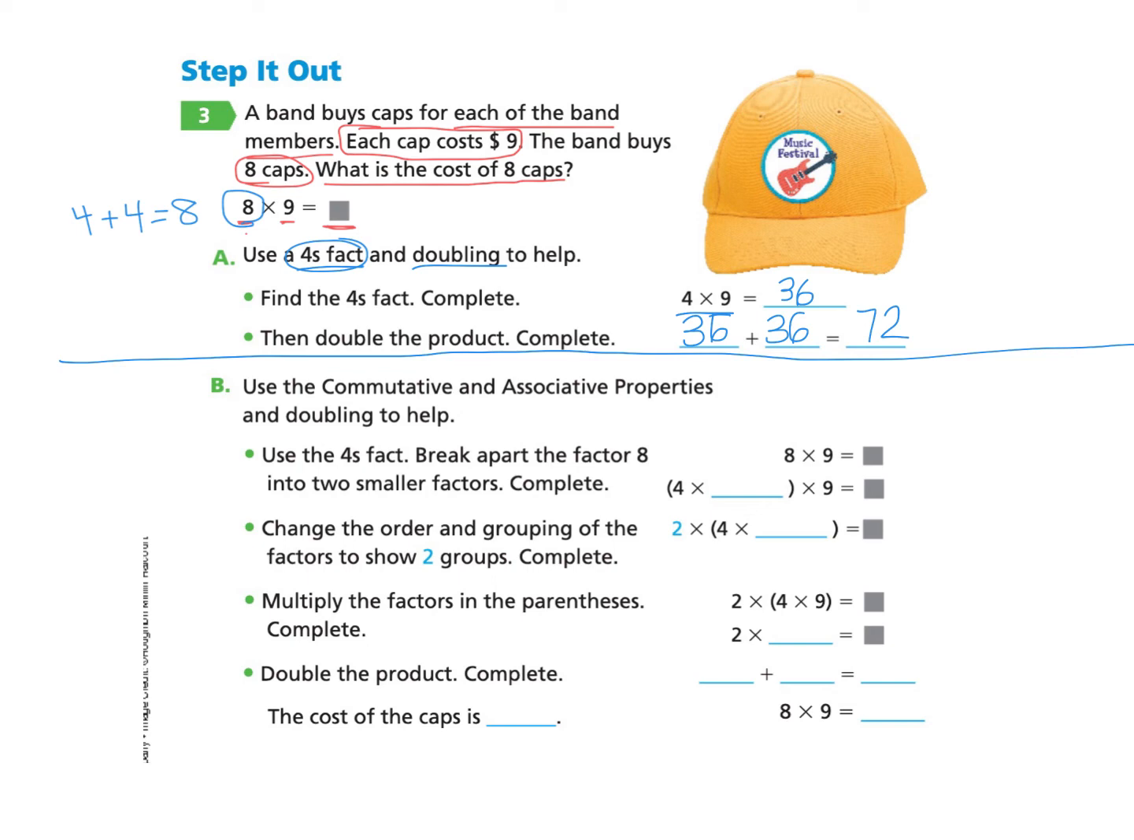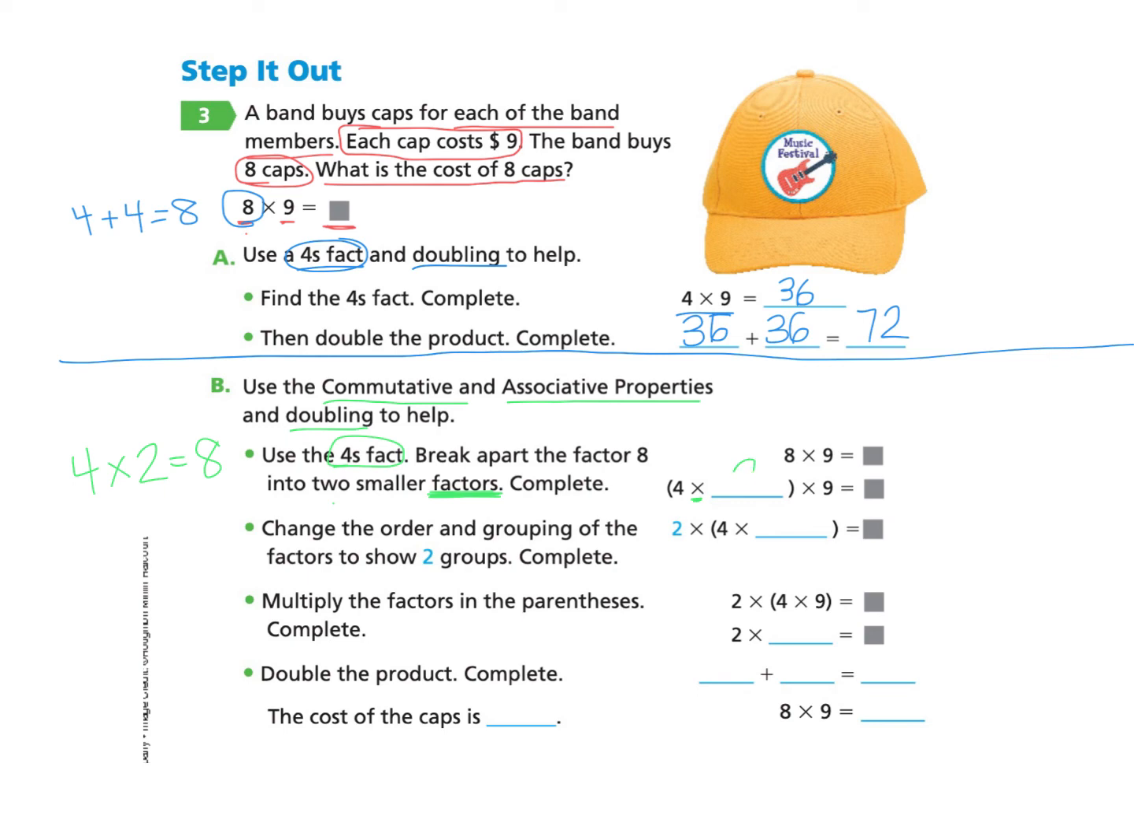Now let's take a look at the next part, Part B, which says to use the commutative and associative properties and doubling to help. So these are the strategies we're going to use to solve this equation a different way. The first part says to use a fours fact, break apart the factor 8 into 2 smaller factors. The word factors means that I will be using multiplication. So when I break apart 8 into factors, I'm going to create 4 times 2 to make 8.